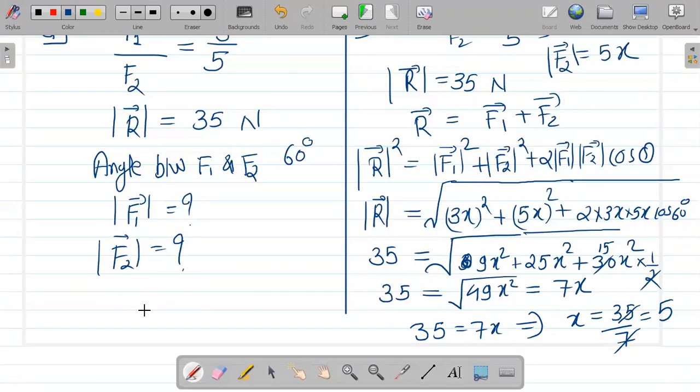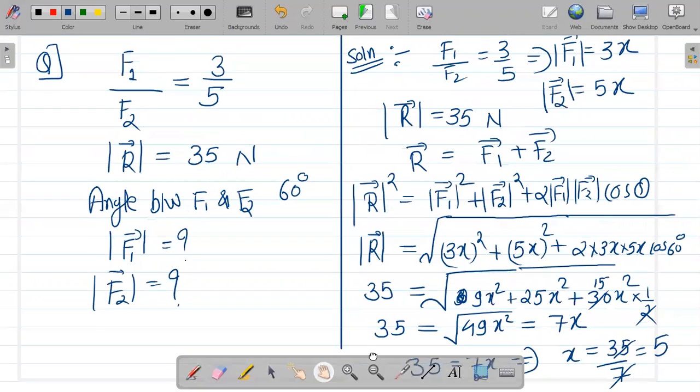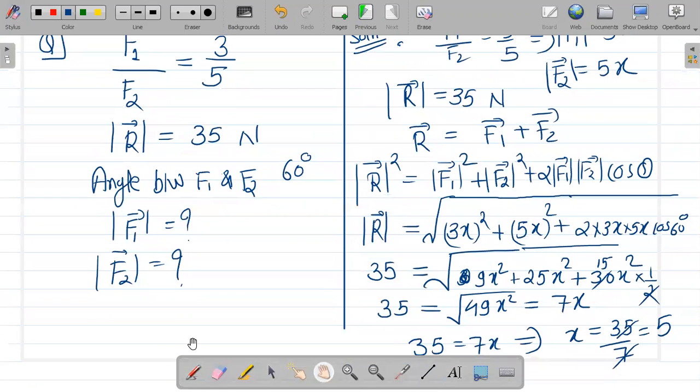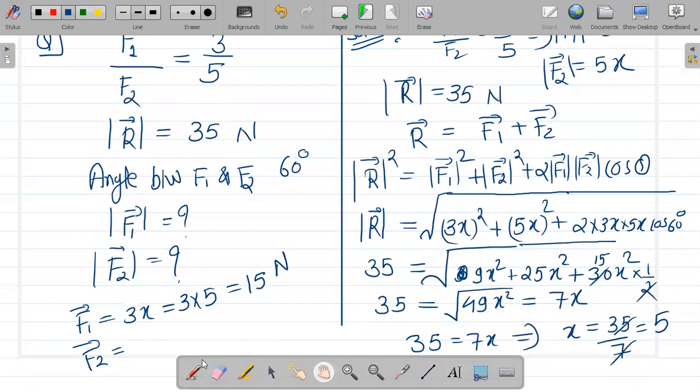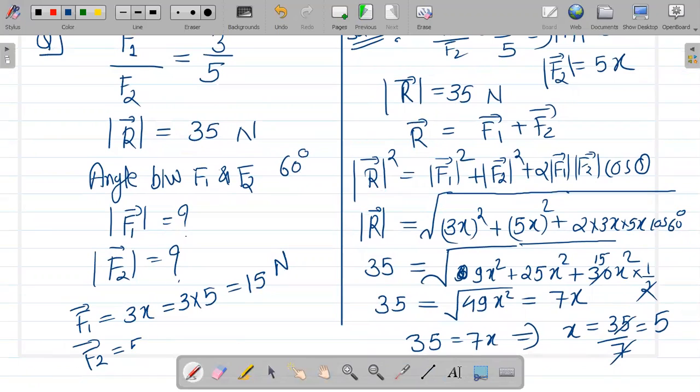Now what did we assume F1 to be? Above we see the value of F1 was 3x and the value of F2 was 5x. So from here we will get the value of F1. F1 was 3x, so 3 into 5, 15, so it is 15 Newton. And the value of F2, we assumed 5x, that means 5 into 5 which is 25 Newton. This is the solution for this question.